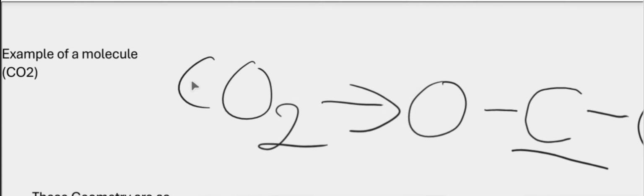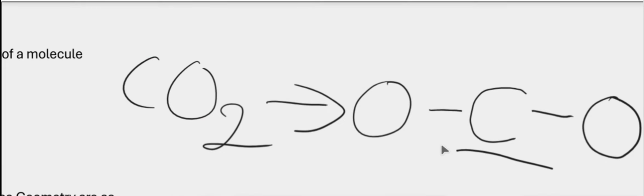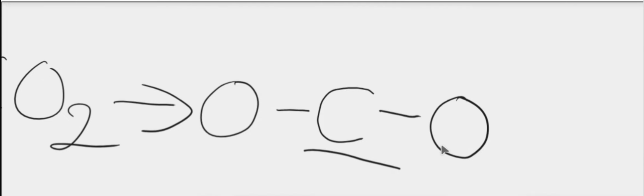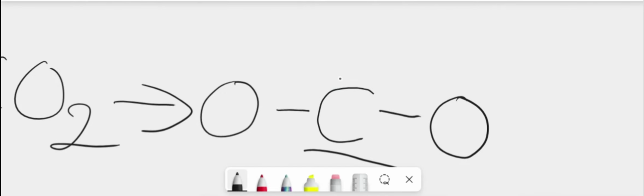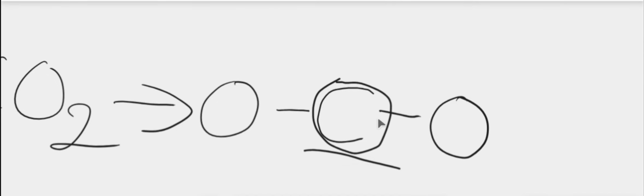As you can see here, CO2, it's written as CO2, but the formula is O-C-O. C here would be the central atom. The C is the central atom of the molecule. So the electron and molecular geometry would be focusing on the electrons around this element.